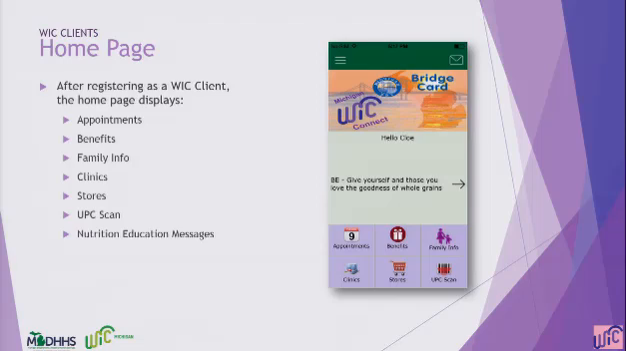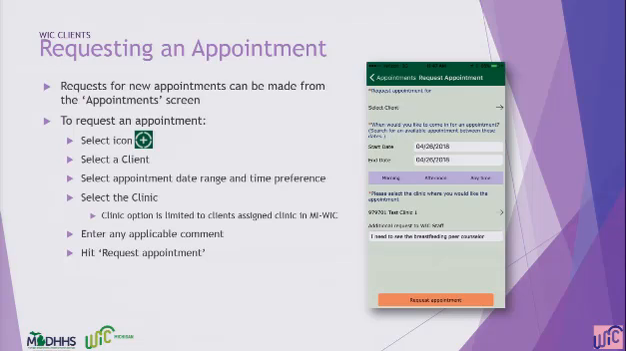The home page for a WIC client is different than what displays for a prospective client. WIC clients can view appointments, benefits, family information, clinics, stores, the UPC scan feature, and nutrition education messages and important reminders. Existing WIC clients can request an appointment through the app, but since their appointment needs are varied, they are not able to schedule an appointment directly through the app.